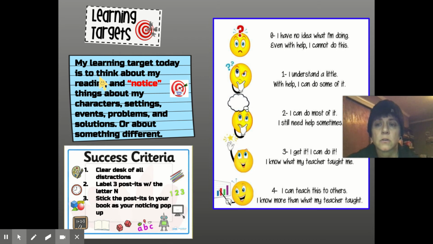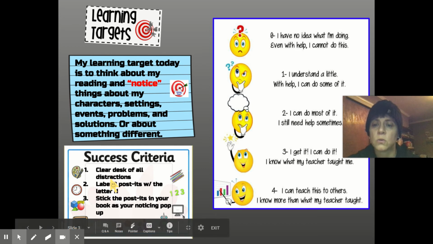So let's look at the learning goal for reading today. It says, my learning target today is to think about my reading and notice things about my characters, the setting, the events, problems and solutions, or about something different. So your goal or your learning target that I am giving you as your teacher is to be a noticer. You're going to notice things while you read. So this is how you will do that.